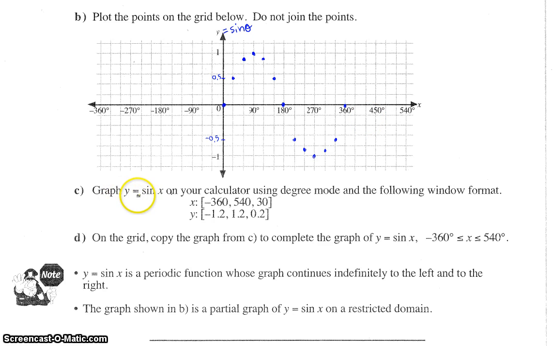And now we're going to graph y equals sine x on the calculator using degree mode and the following window format. So here's your window settings. This would be y min, y max, and then that's your y scale. Make sure you're in degree mode again, and in y1 in your graphing calculator you're going to be putting sine of x. I'm going to do that on the calculator as well, and we'll take a look at what that graph looks like. So pause your video, please.